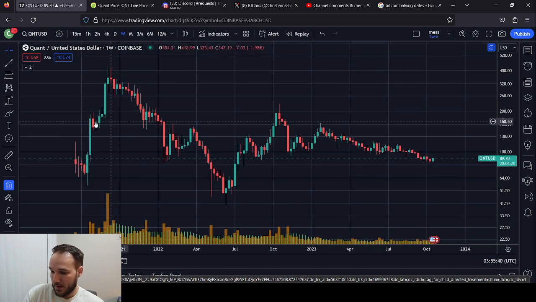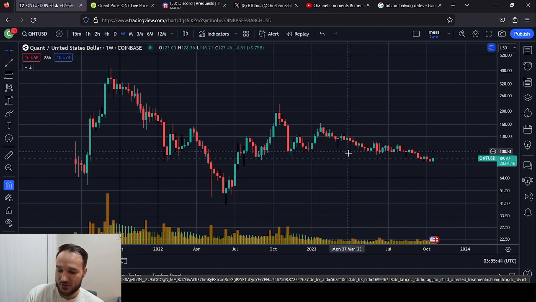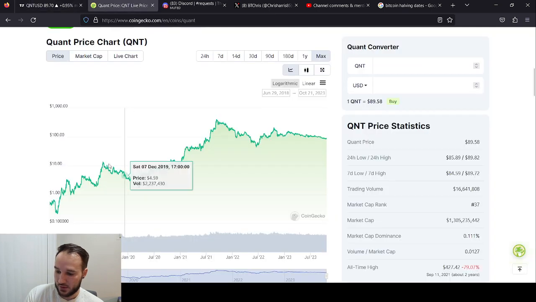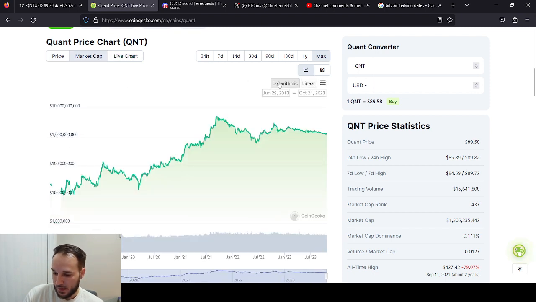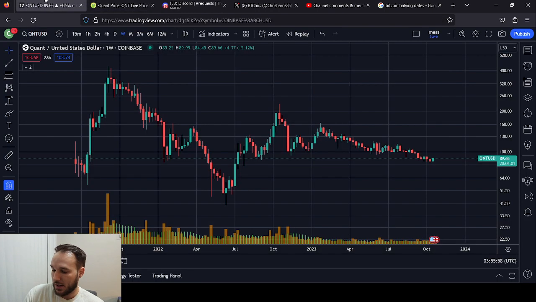Anyways, enough of that. On TradingView, QNT USD on Coinbase here. This is the most historical data that I could find, so that's why we're using this chart. If you look at CoinGecko, this thing's been in existence since 2018, and it went on quite a run. Quite a run indeed. Just phenomenal, man. But since 2021, since the end of the bull market, we have been moving down and then kind of moving sideways like this.